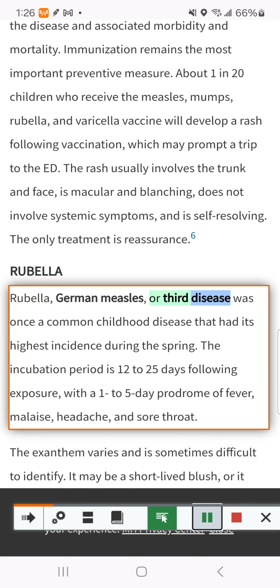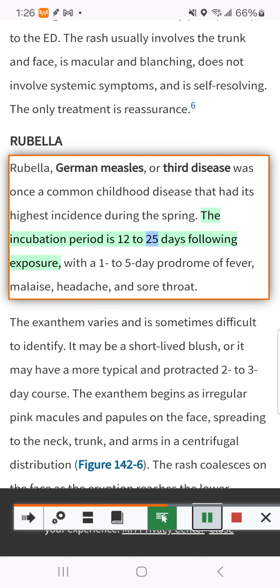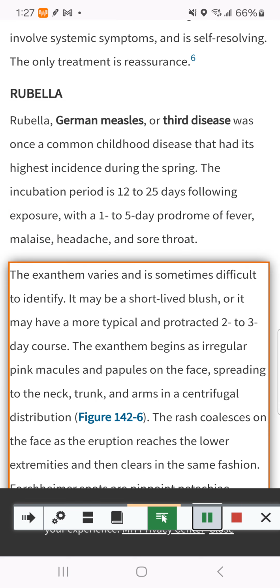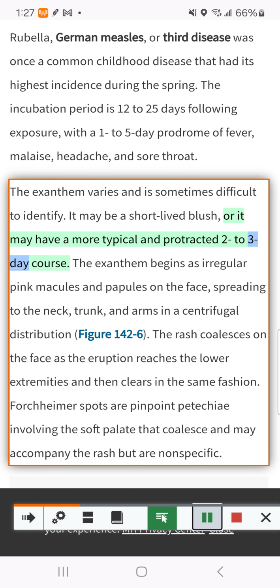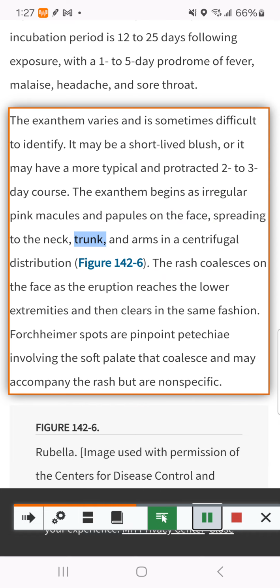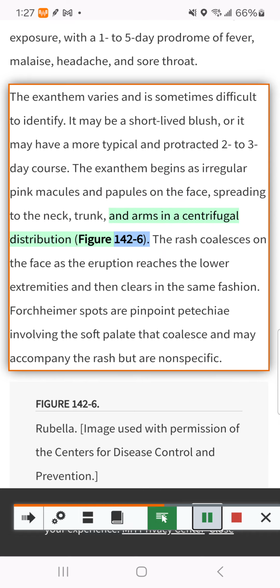Rubella, German measles, or third disease was once a common childhood disease that had its highest incidence during the spring. The incubation period is 12 to 25 days following exposure, with a 1 to 5 day prodrome of fever, malaise, headache, and sore throat. The exanthem varies and is sometimes difficult to identify. It may be a short-lived blush, or it may have a more typical and protracted 2 to 3 day course. The exanthem begins as irregular pink macules and papules on the face, spreading to the neck, trunk, and arms in a centrifugal distribution, figure 142-6.